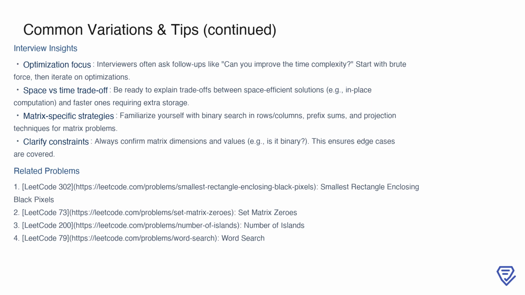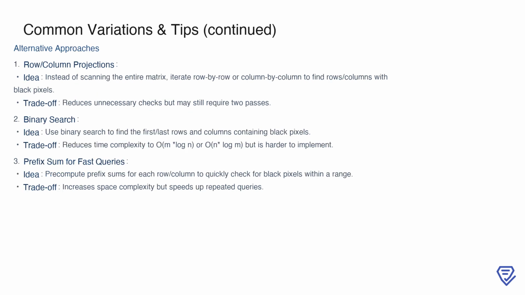Finally, clarifying constraints upfront is critical. For instance, confirming whether the matrix contains only binary values or checking its dimensions ensures that you can account for edge cases effectively. This preparation not only helps in solving the current problem but also allows you to connect it to related ones, such as LeetCode 73, which deals with setting matrix zeros, or LeetCode 200, which focuses on counting islands in a grid. Let's explore some alternative approaches to solving the problem.